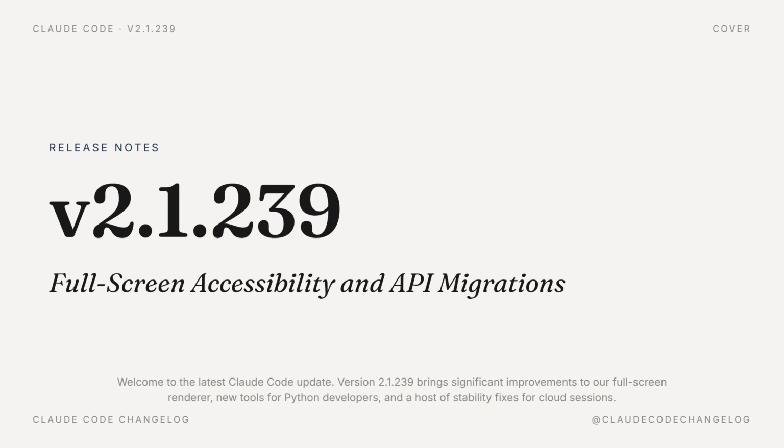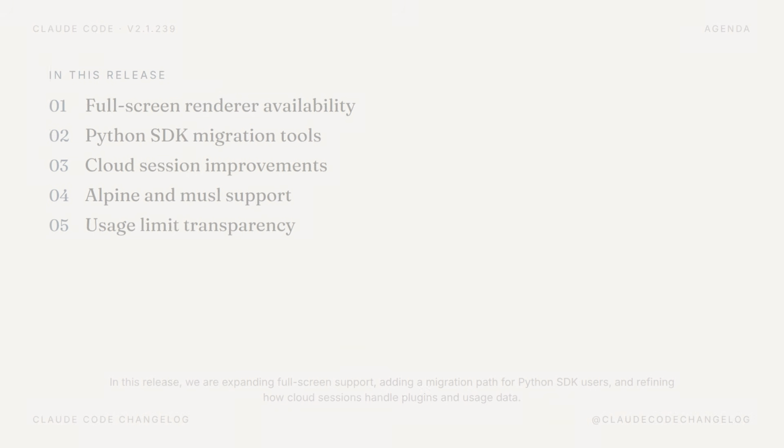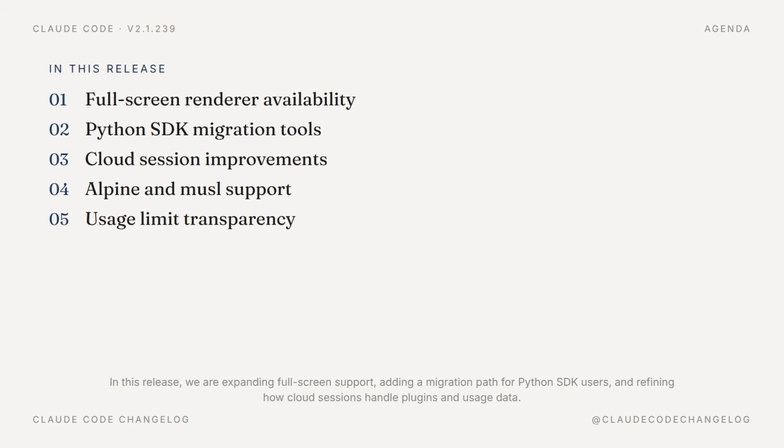Version 2.1.239 brings significant improvements to our full-screen renderer, new tools for Python developers, and a host of stability fixes for cloud sessions. In this release, we are expanding full-screen support, adding a migration path for Python SDK users, and refining how cloud sessions handle plugins and usage data.